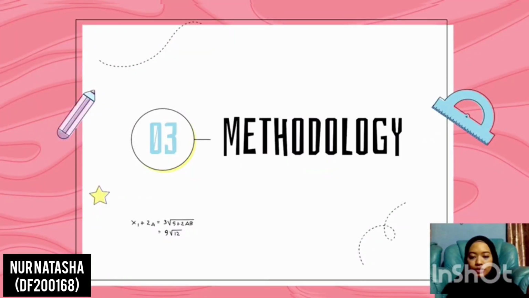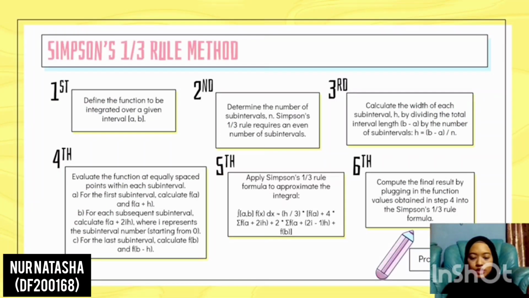Next, I will present about the methodology. For the Simpson's 1/3 rule method, the first step is to define the function to be integrated over a given interval. Second is to determine the number of subintervals n. Third is to calculate the width of each subinterval h by dividing the total interval length b minus a by the number of subintervals. Number 4 is to evaluate the function at equally spaced points within each subinterval. And number 5 is to apply the Simpson's 1/3 rule formula to approximate the integral.